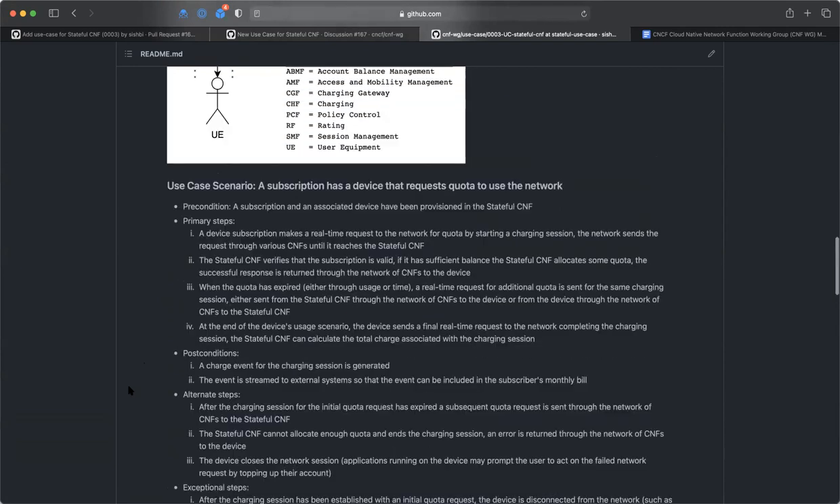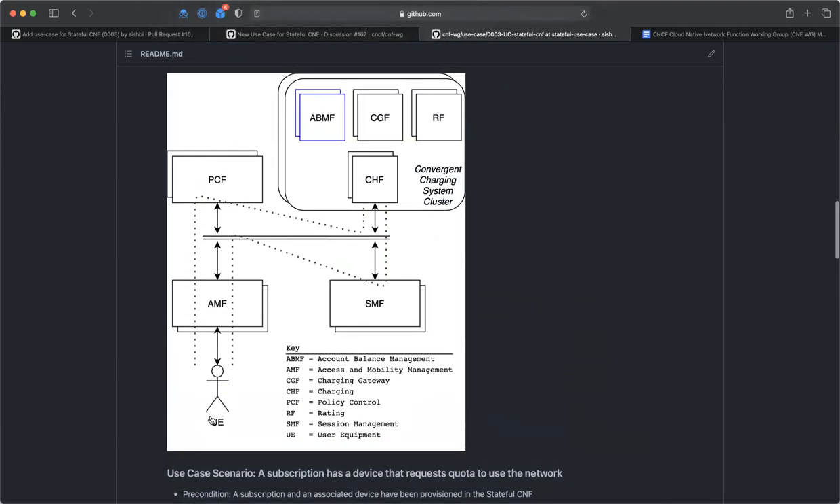The network routes the request from the user equipment through the AMF, which is the access mobility function, and either to the PCF or the SMF. So in the initial case, it's going to the SMF, which is the session management function, to the CHF, which is the charging function. And that communicates internally inside the CCS to identify whether the subscriber exists, and then it runs some rating rules that result in a charging session being granted, and that's returned through to the user equipment.